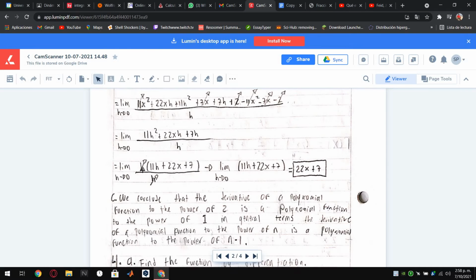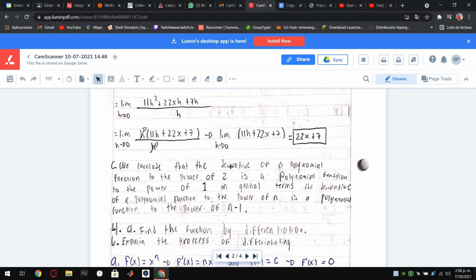What you do next is to take a common factor h from this expression on the top, and then you cancel it with the h on the bottom, and then you apply the limit. So what you do is put the 0 where there's an h. If you put the 0 on the h, this becomes 0, and you are left over with 22x plus 7. And that's the derivative using the principal's formula.